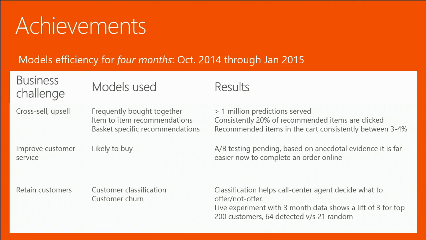Then improving the customer service. I mentioned likely to buy, but that's the same thing as basket prediction. So we wanted to improve customer service, so we predict the basket for the customer. We still have to do some A/B testing here. But the anecdotal evidence is that, although it is not complete yet, it is helping them on the online orders.